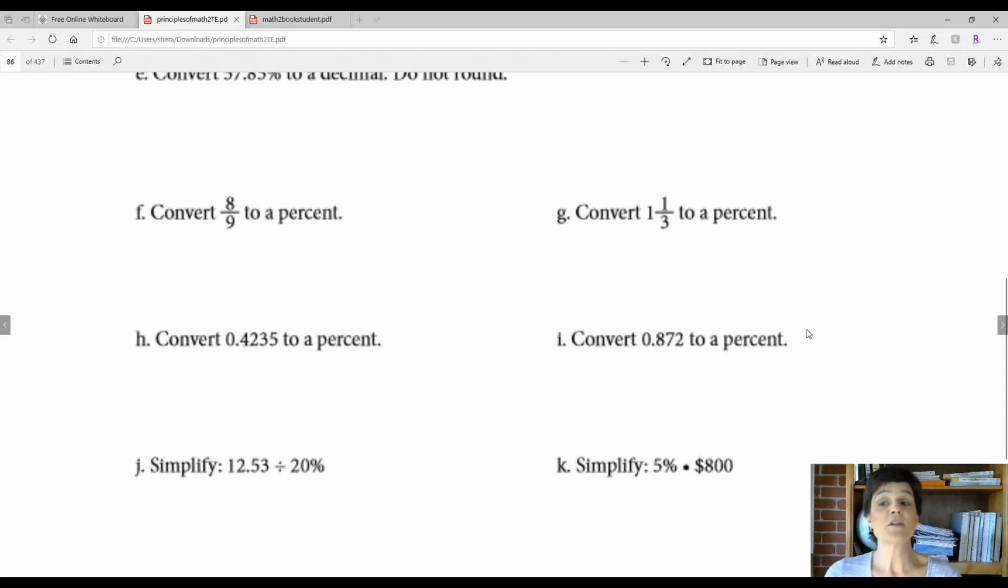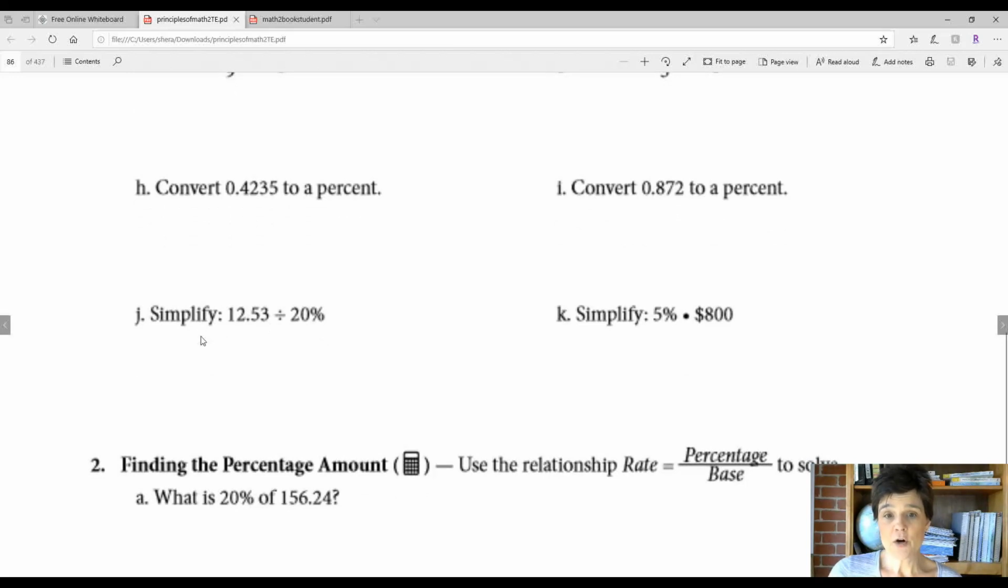Right here, we're converting decimals to percents. So you're going to do the opposite of what we've been doing. You move the decimal 2 places to the right. All right, so here you'll want to change this to a decimal. And this you'll want to change to a decimal before you do the problems.